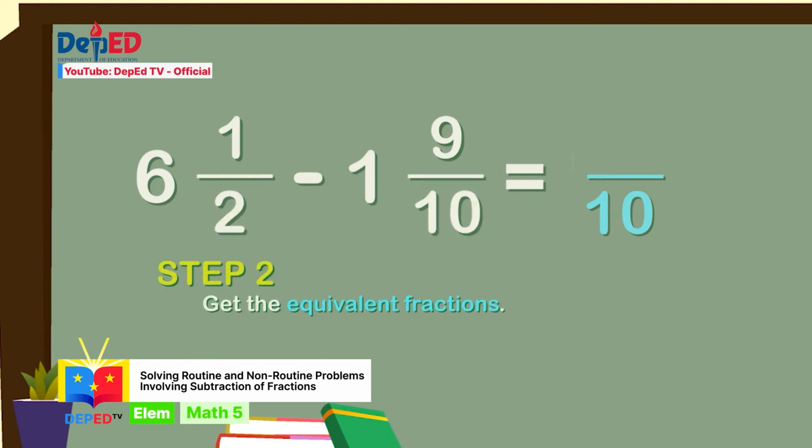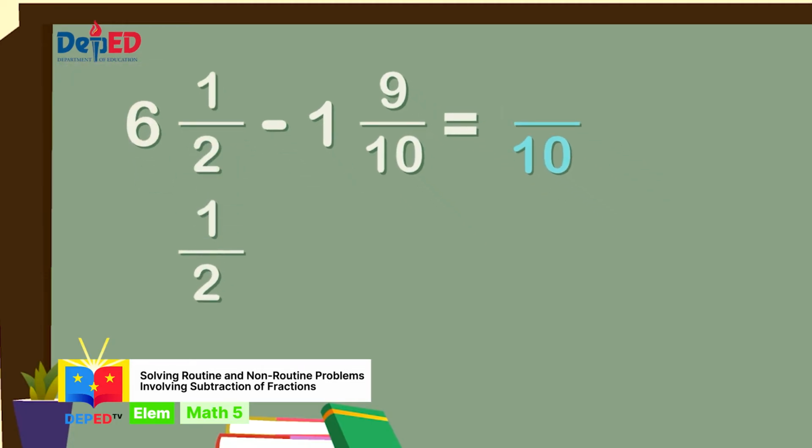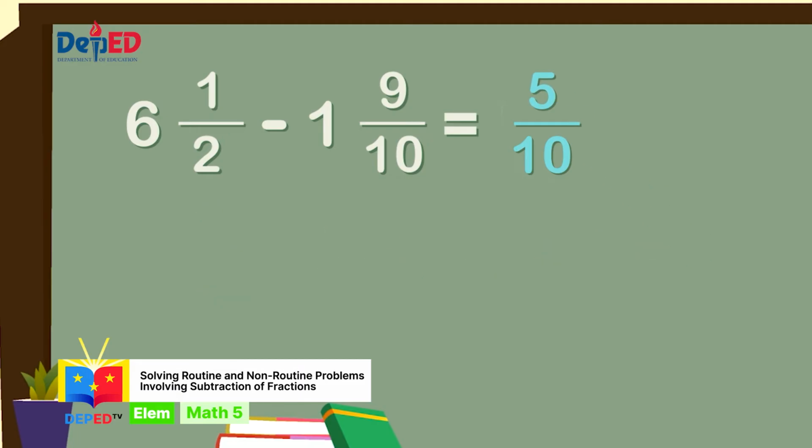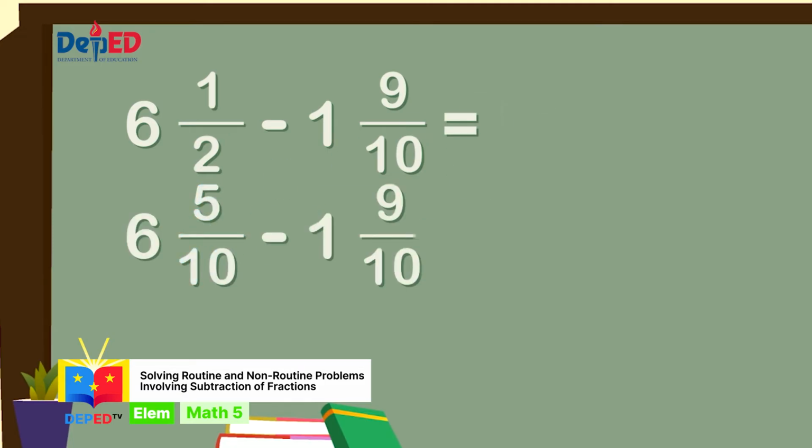Step 2. Get the equivalent fractions. In this case, we will only rename 6 and 1/2. Set aside the whole number and focus on the fraction part. By renaming 1/2, we will use the LCD. 10 divided by 2 equals 5 times 1 equals 5. We now have a similar fraction. This time, our number sentence is 6 and 5/10 minus 1 and 9/10 equals n.